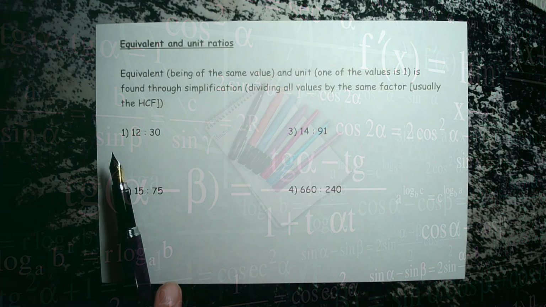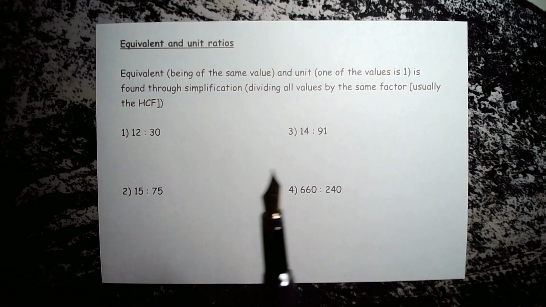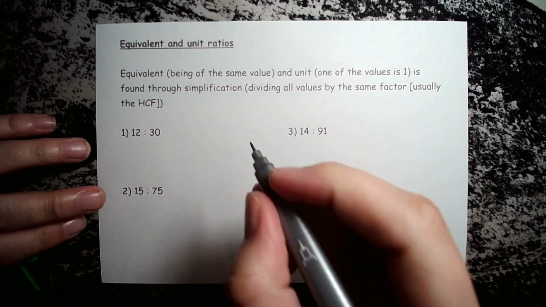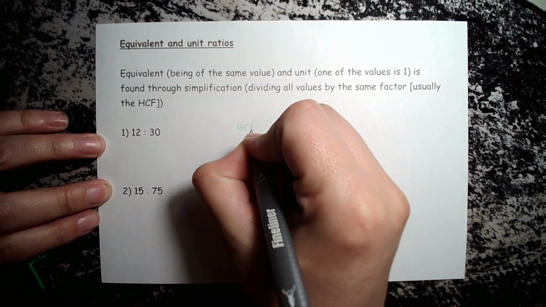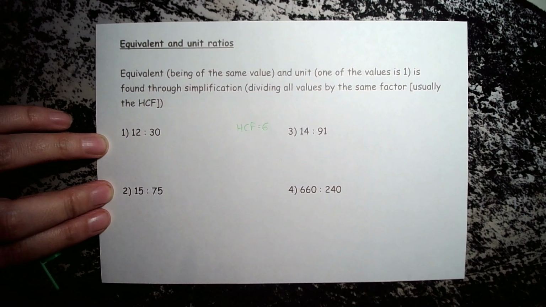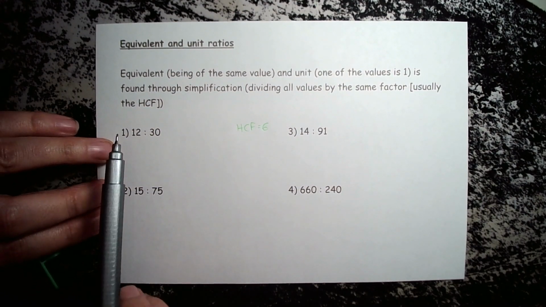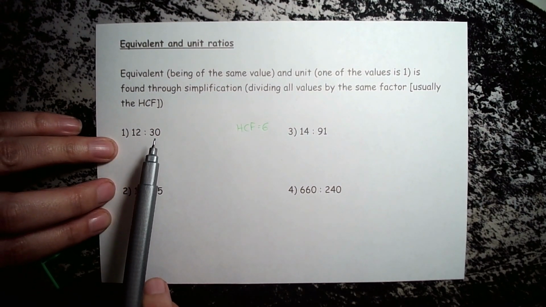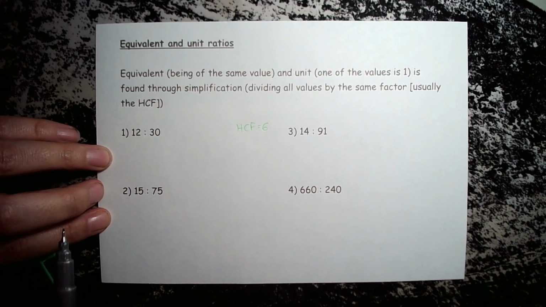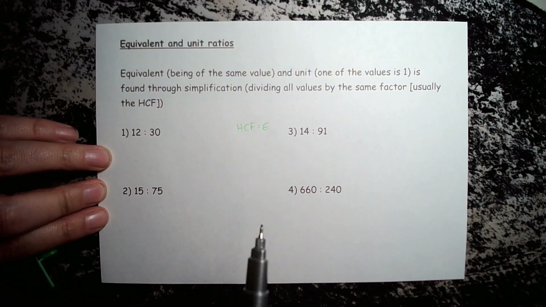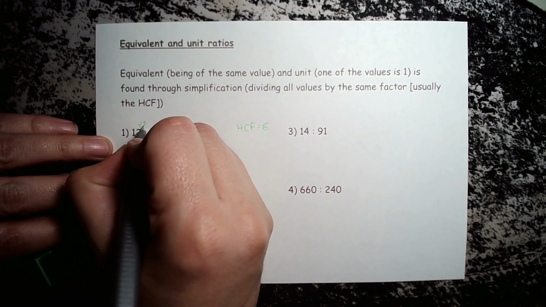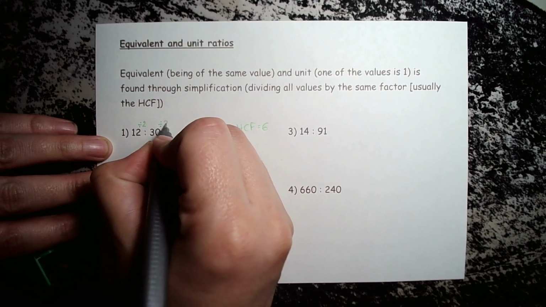For example, 12 and 30. We can easily say that between 12 and 30, the highest common factor is 6. But we can also do this step by step. If we take 12 and 30, both of these are even numbers, and therefore we know that they are divisible by 2. So we make a note with our color pen or our pencil that we can divide both of these by 2.